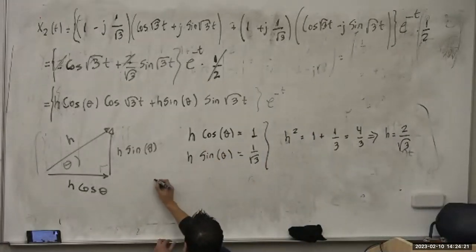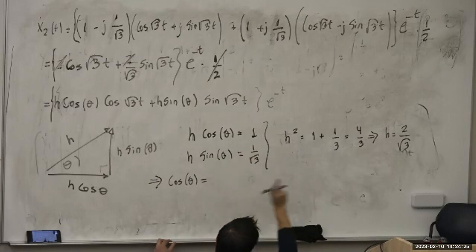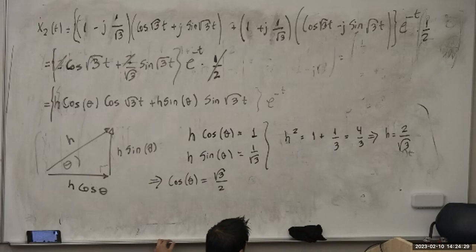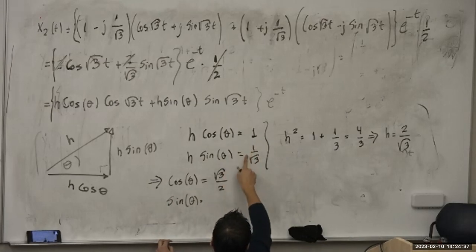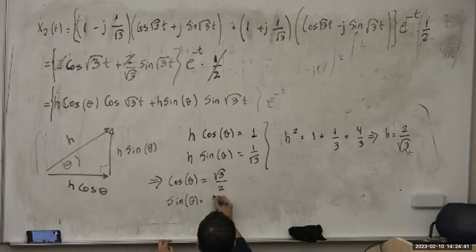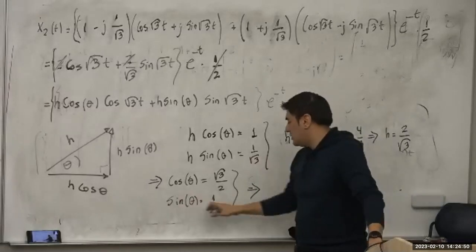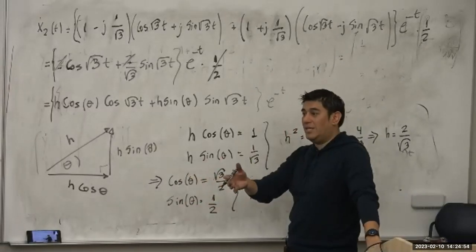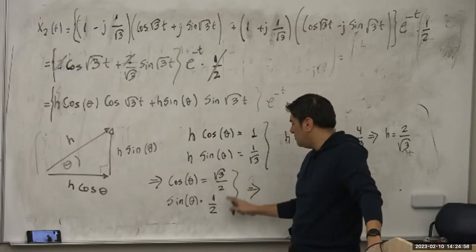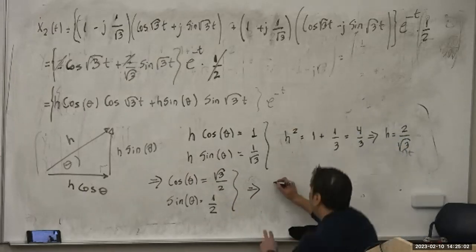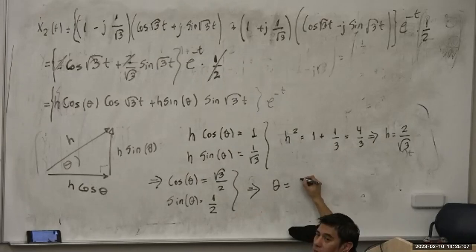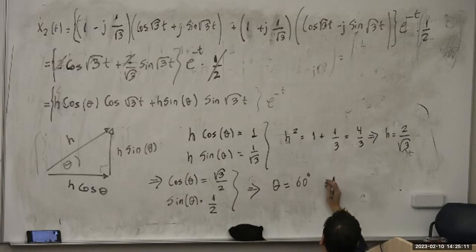So what we have here then, cosine of theta is 1 over h, square root of 3 over 2. And sine of theta is 1 over square root of 3h, that is 1 over 2. You can get the tangent, sine of theta divided by cosine of theta, get the number, and you get the arctangent, and you get the angle theta. But by inspection, we know how much this is: 60. So theta is going to be 60 degrees, and that is how much in radians? Six times three is 180, right?